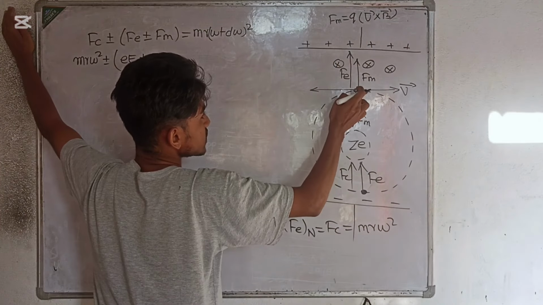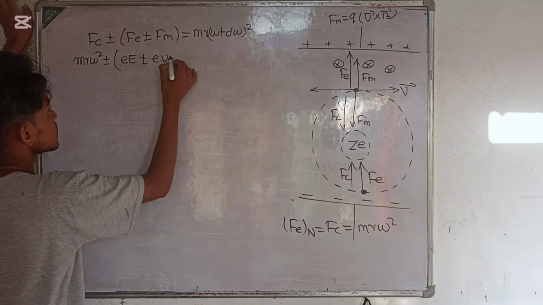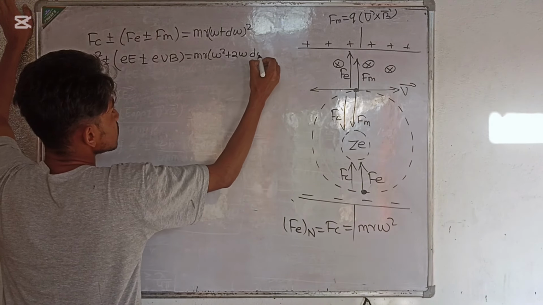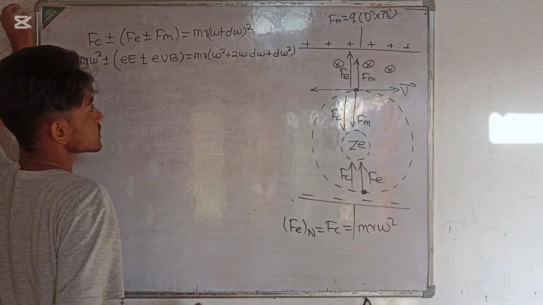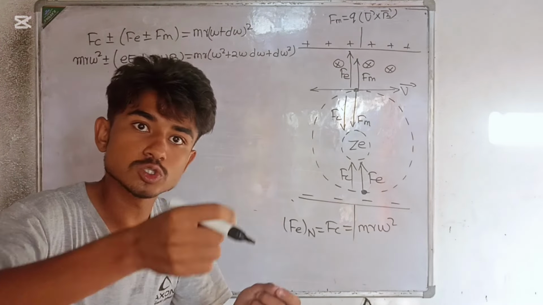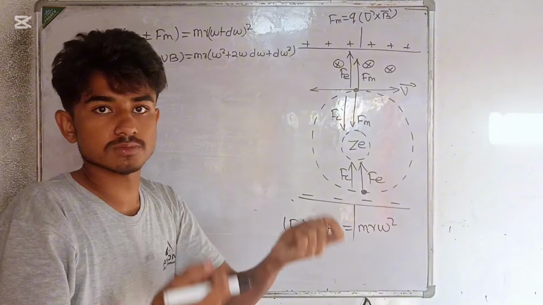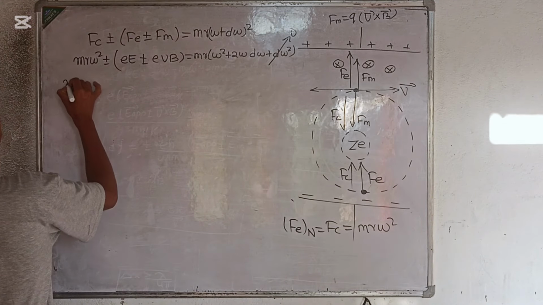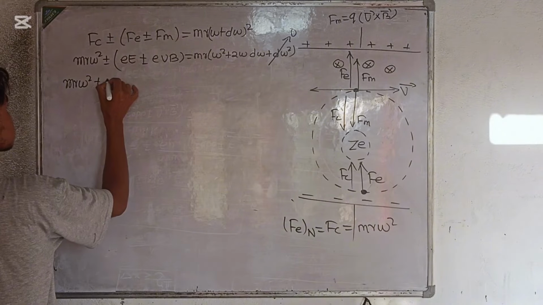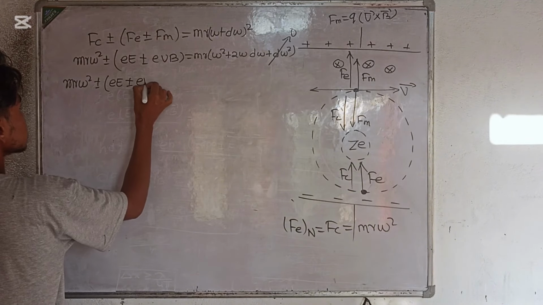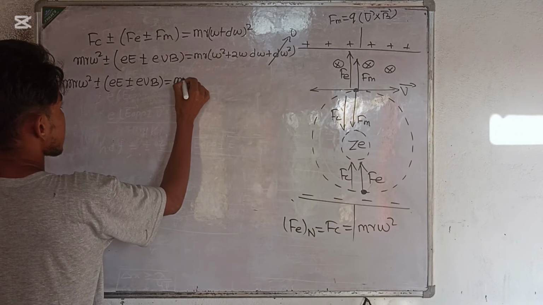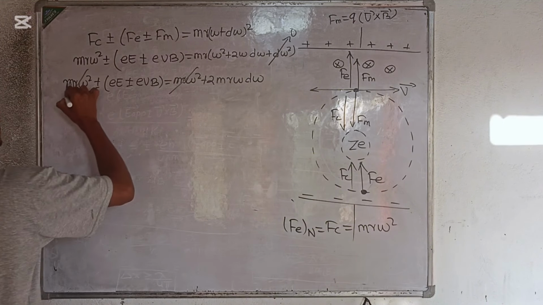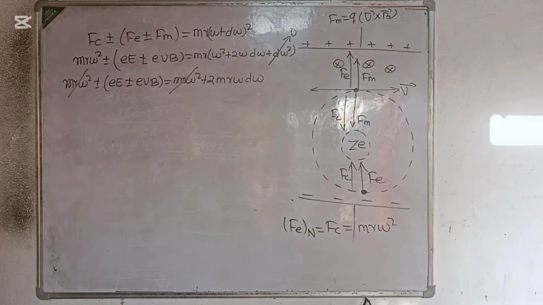So Q can be replaced as charge on electron e, v, B, and this would be mr. If you open that whole square term, you will end up getting something like this. The d omega is a very small quantity, and if you square a very small quantity you will again get a very small quantity, so I am neglecting this term as it tends to 0. So now I am getting mr omega square plus minus eE plus minus evB, mr omega square plus 2mr omega d omega, and this mr omega square will cancel out each other, right? So are you with me?